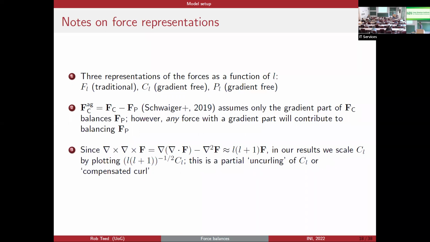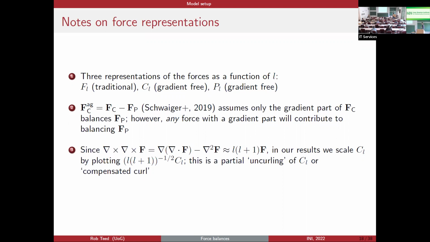So one way you can try and compensate for this, it's not perfect, is by introducing this factor here, L(L+1) to the power of minus a half, multiplied by CL. This is a partial uncurling of CL, if you like. It's effectively uncurling the angular parts of the derivative, where we can't uncurl the radial part.